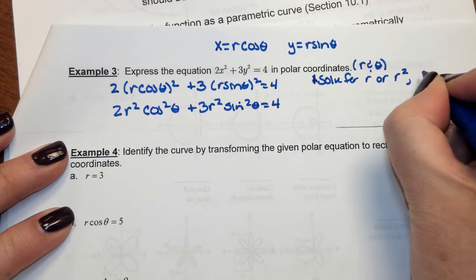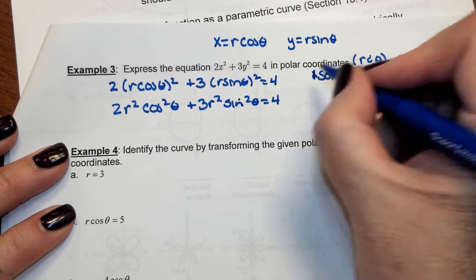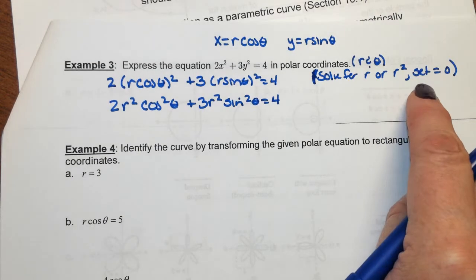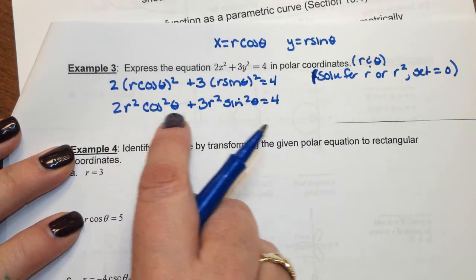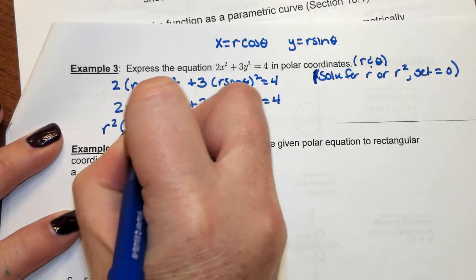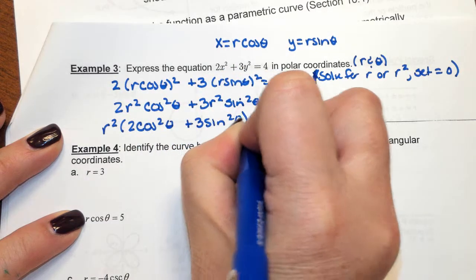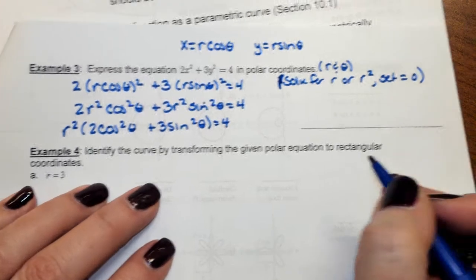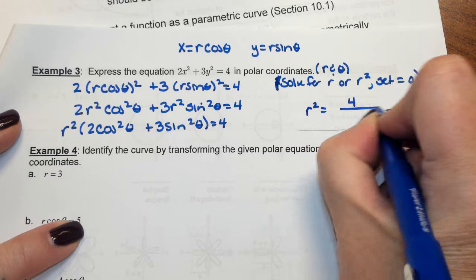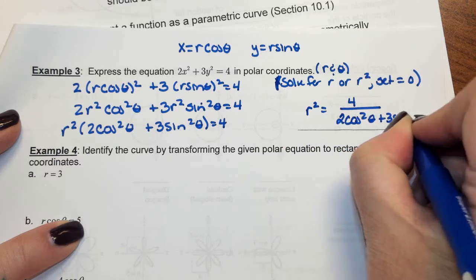or r squared, or if it's a really difficult equation, you simply just set one side equal to 0. But typically when you're writing equations in polar, we solve for r or r squared, or we set the equation equal to 0. So notice I can factor an r squared out of the left-hand side of this equation. So I have r squared times (2 cosine squared theta plus 3 sine squared theta) is equal to 4. And now I can solve for r squared by dividing. So r squared is going to be equal to 4 divided by (2 cosine squared theta plus 3 sine squared theta).